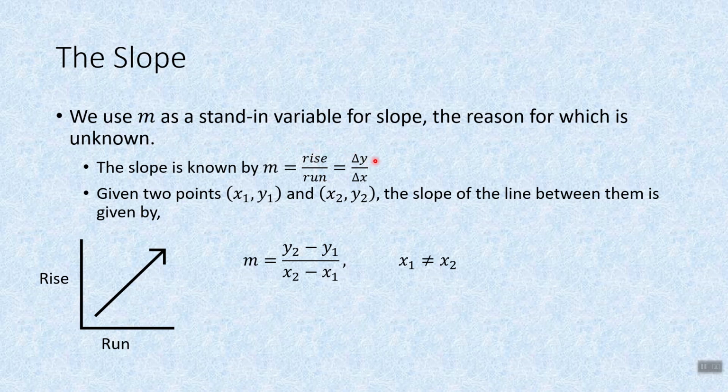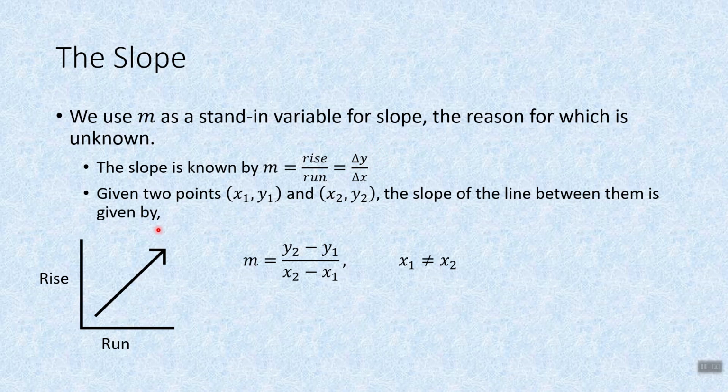We call the slope, or it's known by, rise over run frequently. And rise is a change in y. And in math, to designate a change in, we'll use the Greek letter delta. So this is read as delta y over delta x, or change in y divided by the change in x.